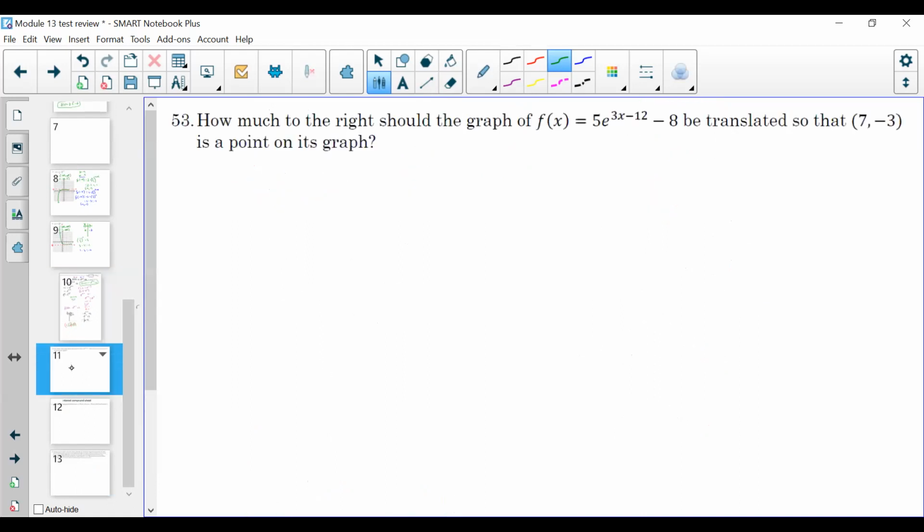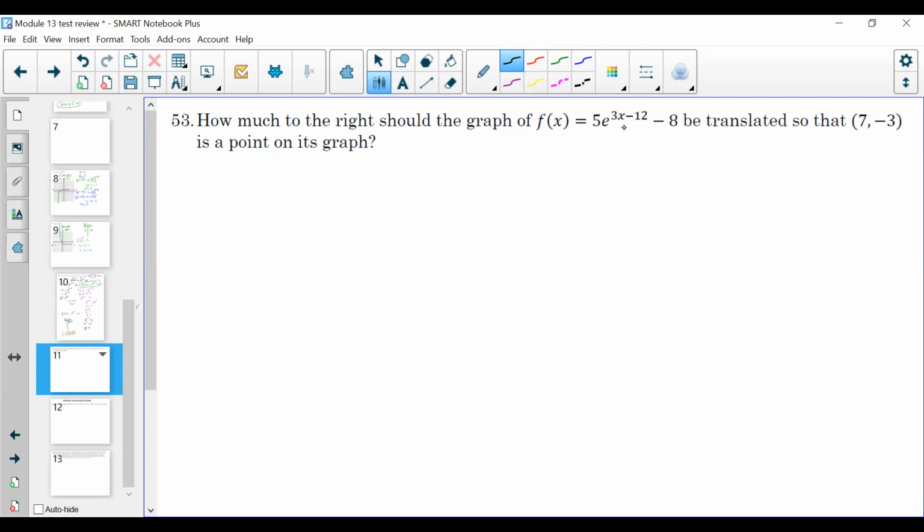Okay, let's keep going. Number 53. I think this is the last problem due on the homework. How much to the right should the graph of 5 times e to the 3x minus 12, minus 8 be translated so that (7, -3) is a point on the graph? So I'm given this equation, and I want the point (7, -3) to be part of it, but to be part of it, I need to move it left or right. So how much should I move it left or right?